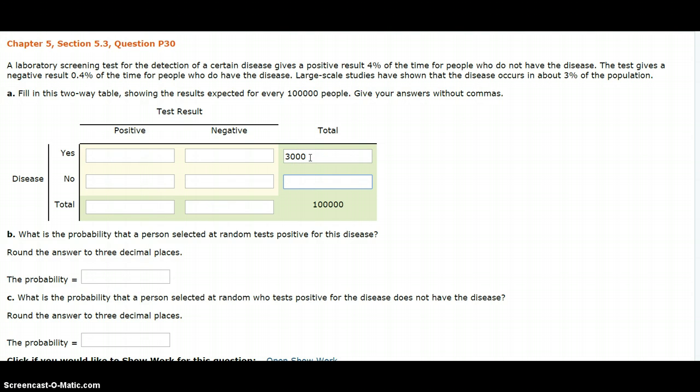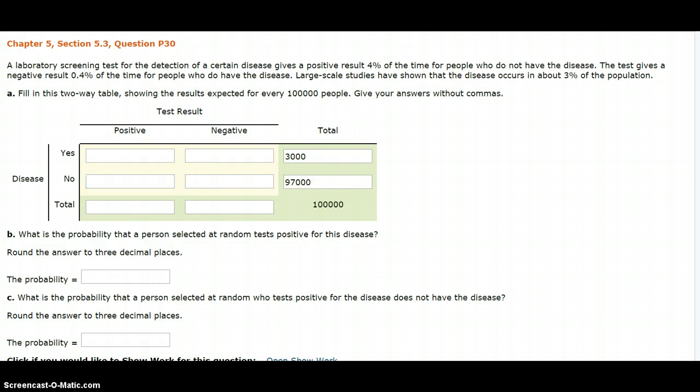Now notice, as soon as I get that, any row or column that only has one entry missing in these tables, you will be able to fill out. So I know that these two have to add to 100,000. So I take 100,000 minus 3,000 to get 97,000 do not have the disease, which makes sense. 100,000 people, 3,000 of them have it, 97,000 shouldn't have it. Now we've already talked about this. We know that this number should be 4% of whatever this 97,000 is.